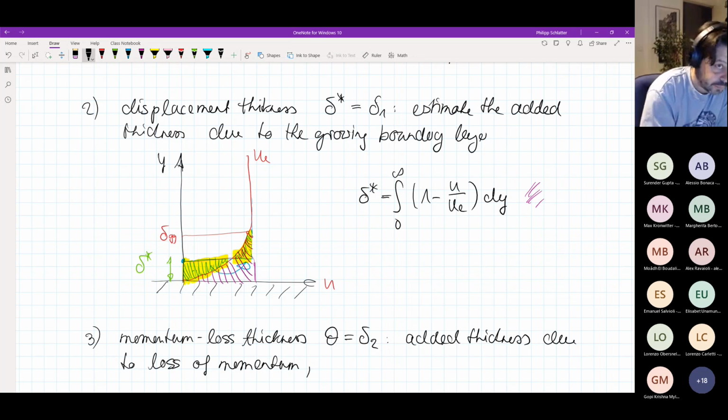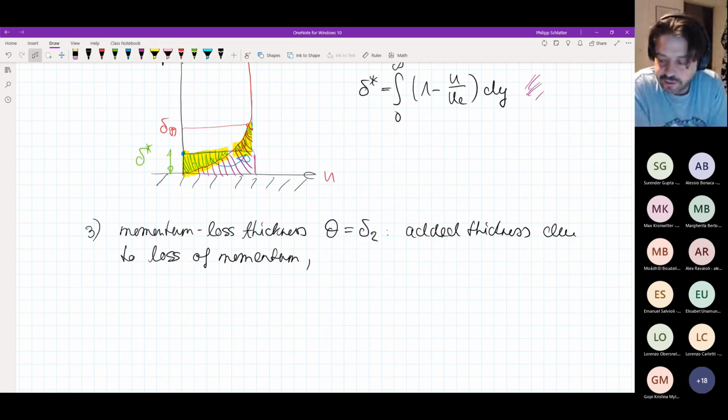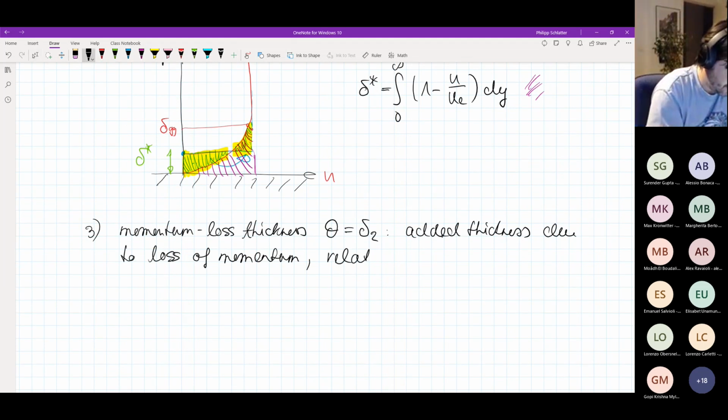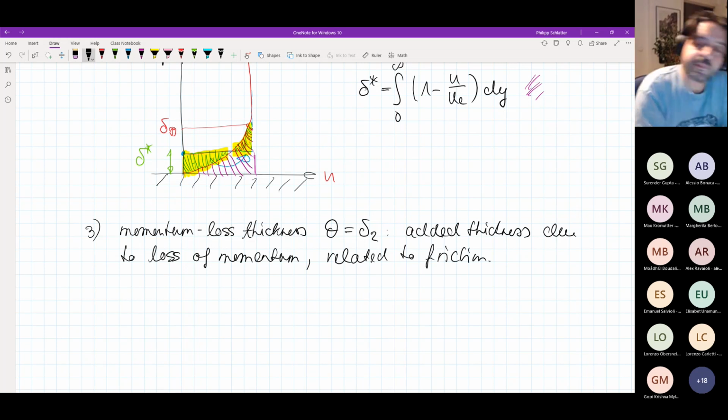And as we will see later on, when we calculate specific boundary layer profiles, this will be something that is also related to the friction close to the wall. And there will be some nice relations between theta and CF, as we will see. I will not go much more into the details of the calculation or the interpretation of theta.